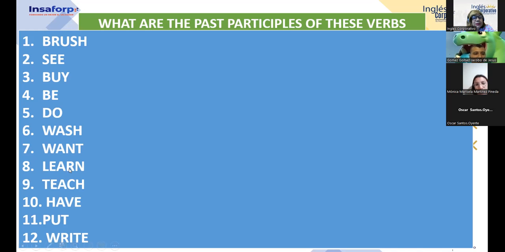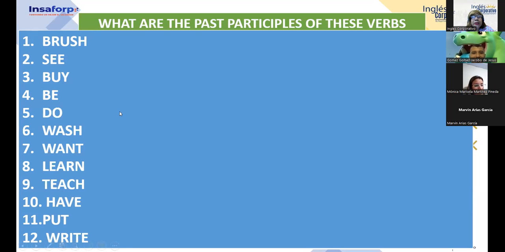Wanted. Okay, what is the past participle of learn? Learned. Uh-huh. Good, Jacob. You have made a lot of effort, but you do it. Okay, number nine. What is the past participle of teach? Teach. No. It's irregular. It's taught. Taught. What is the past participle of have? What is the past participle of put? Put. What is the past participle of write?